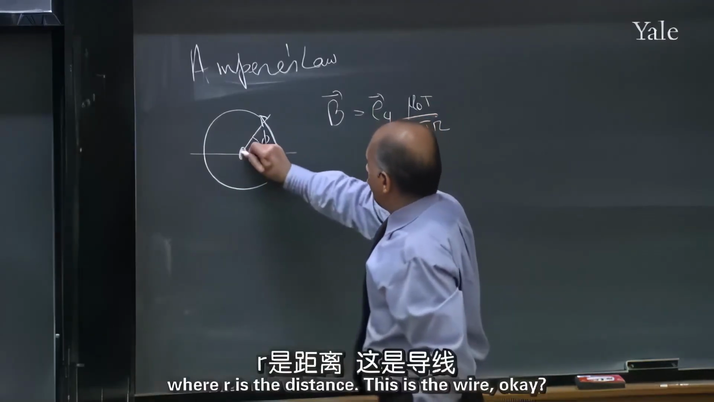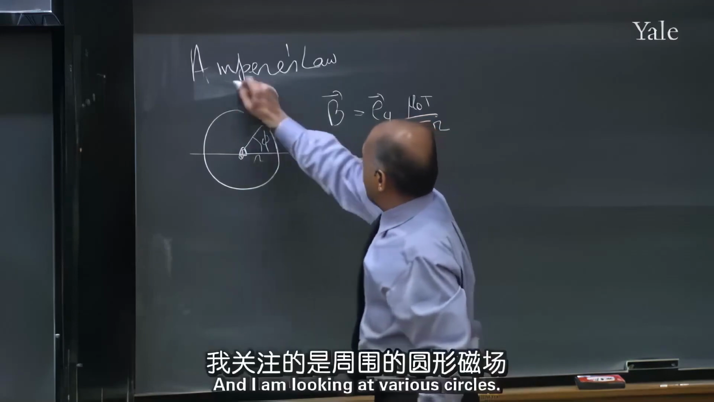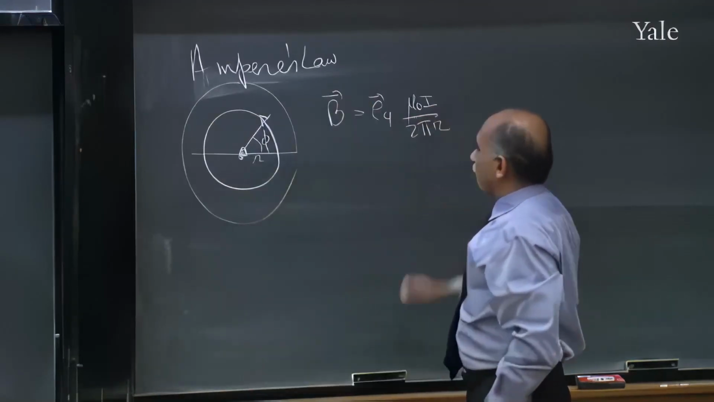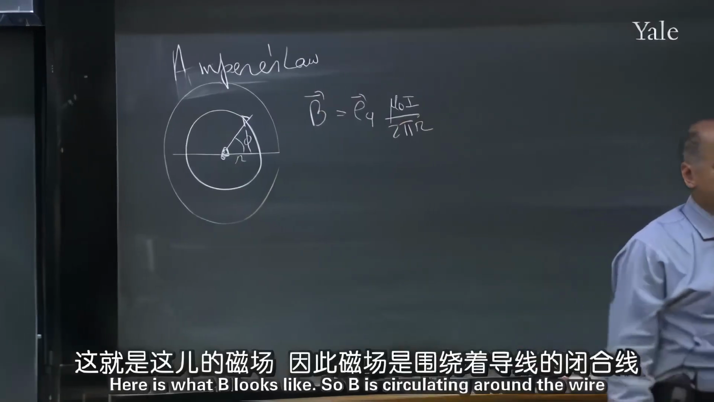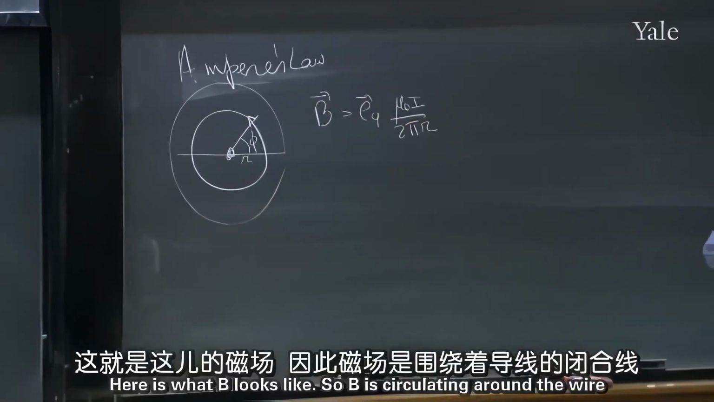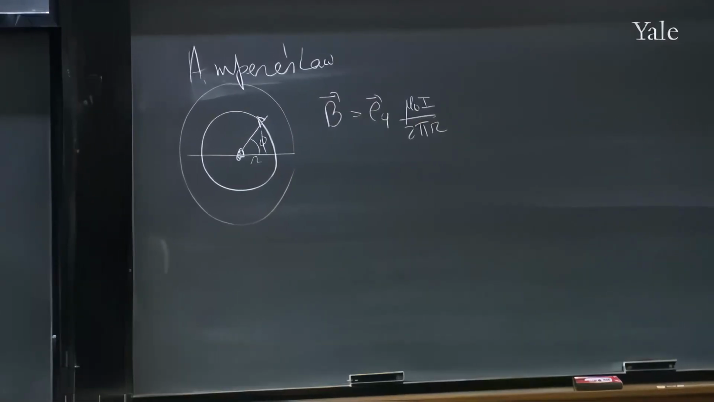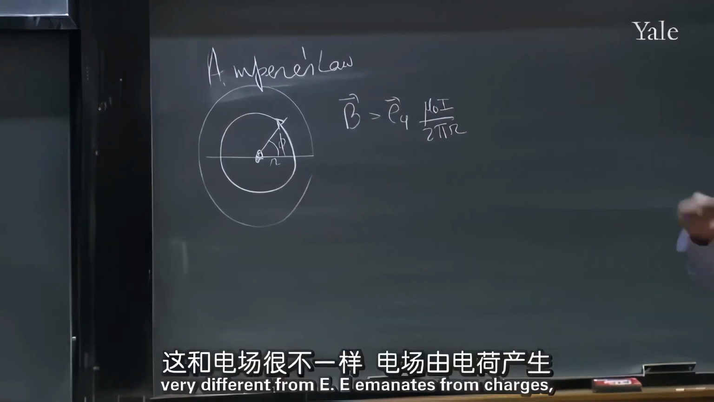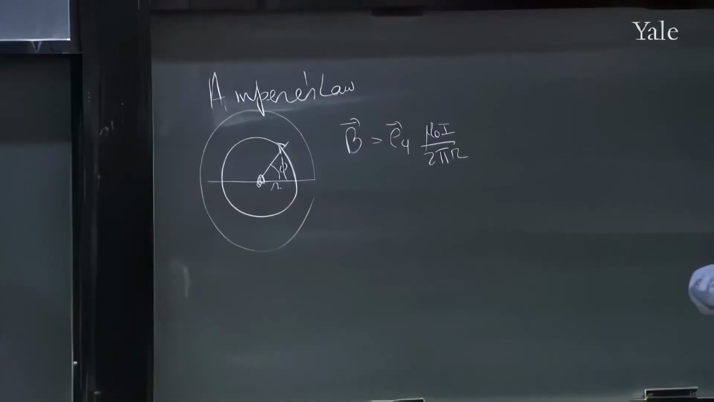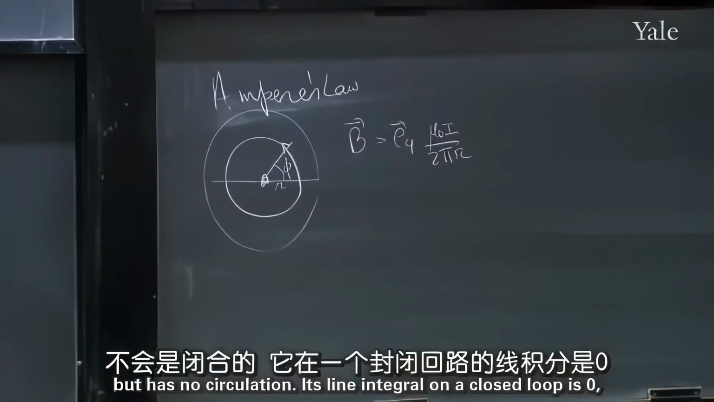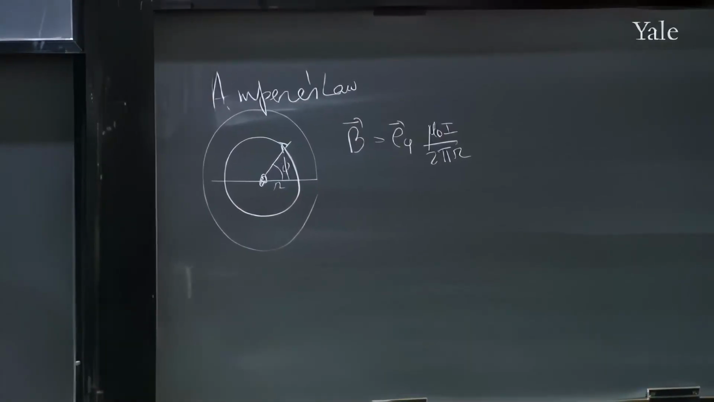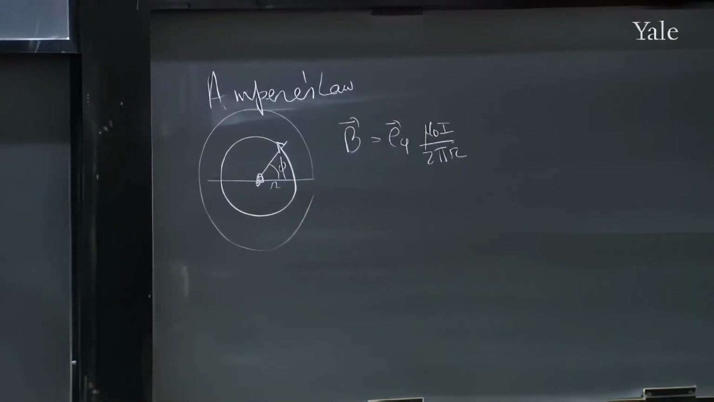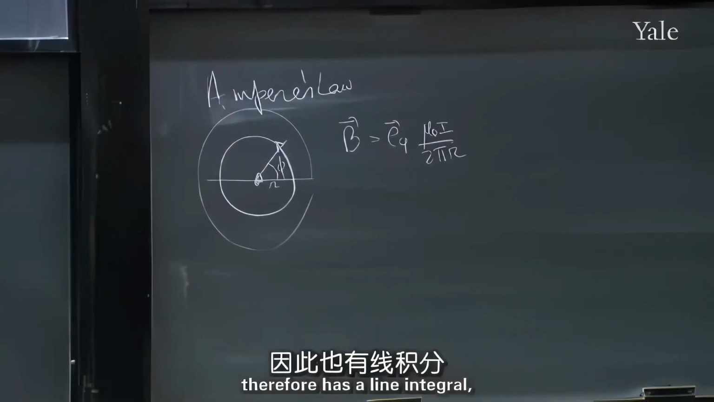This is the wire, okay, and I am looking at various circles. This is a circle of radius r. Here is what B looks like. So B is circulating around the wire. Very different from E. E emanates from charges, but has no circulation. Its line integral on a closed loop is 0, electrostatic thing. The magnetic field is just the opposite. It's always going around in circles, and therefore has a line integral.